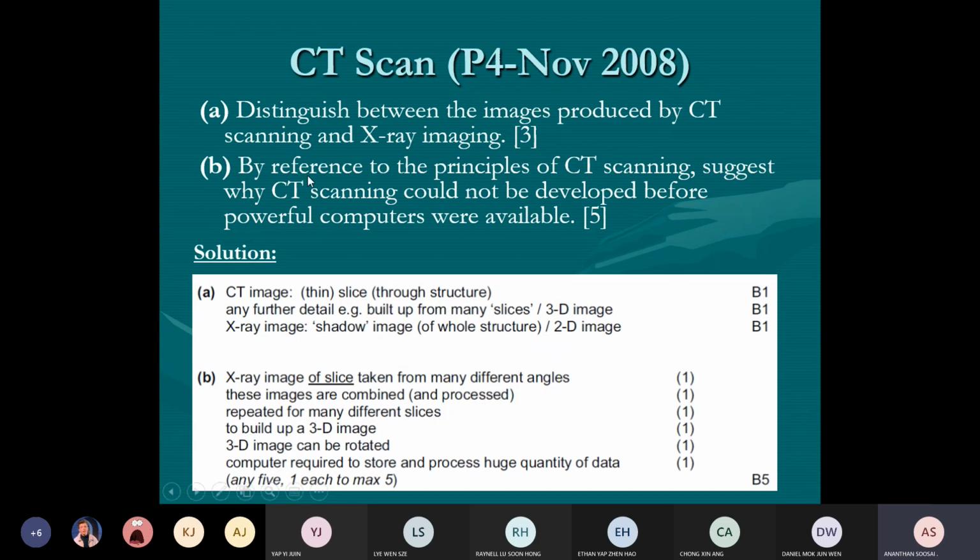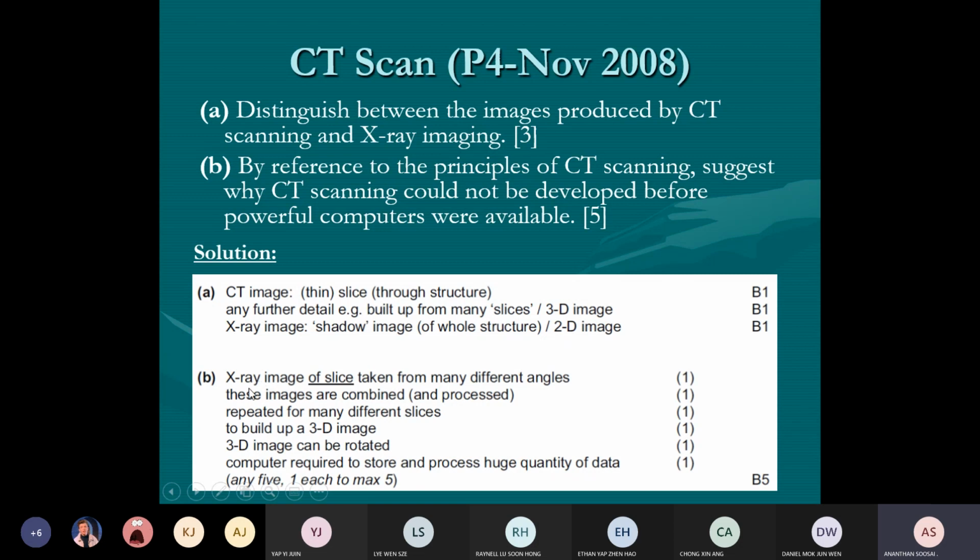B. What is the principle of CT scanning? This is the 6 points you have to remember. As with ultrasound, you have to memorize these. If a question comes out, explain the principle of CT scanning, it's a gifted mark actually, 5 to 6 marks.